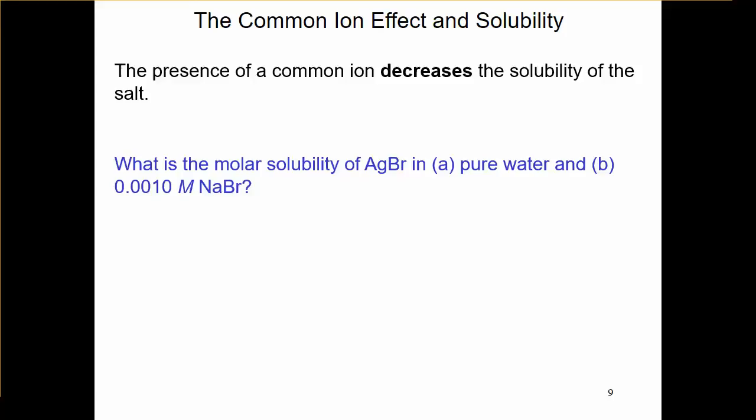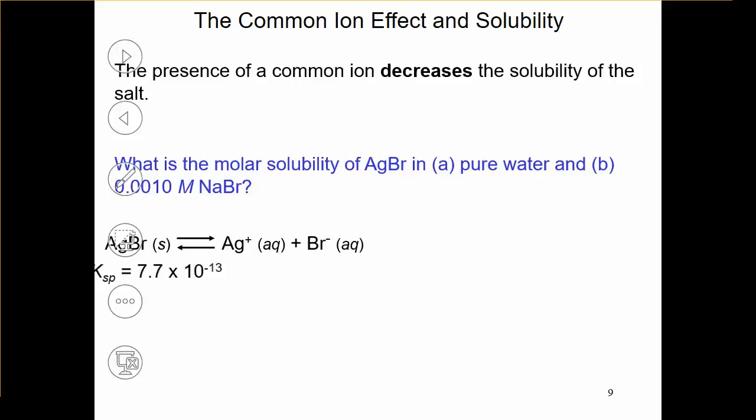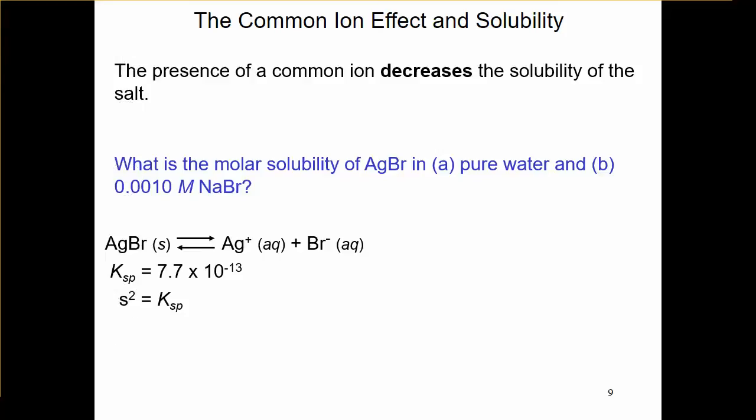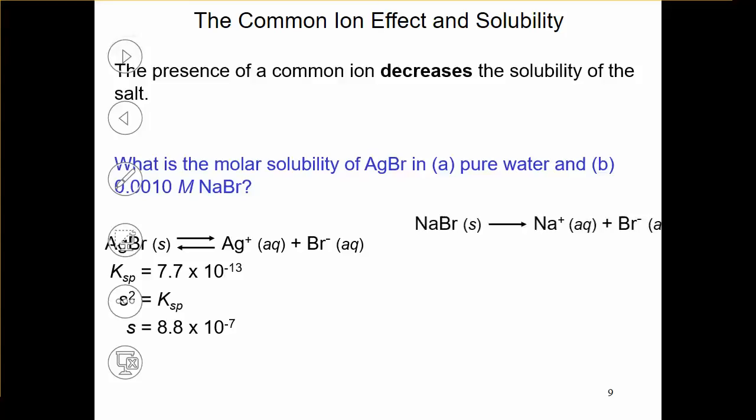What is the molar solubility of silver bromide in pure water and in a 0.0010 molar sodium bromide solution? Okay, so here we have silver bromide. The KSP is 7.7 times 10 to the negative 13. So S squared equals the KSP here. We can easily find S by taking the square root of the KSP, which is given to us, and we find S, the molar solubility, is 8.8 times 10 to the negative 7 for silver bromide. That's the solubility of it.